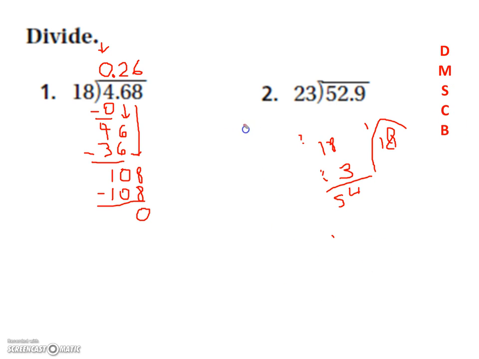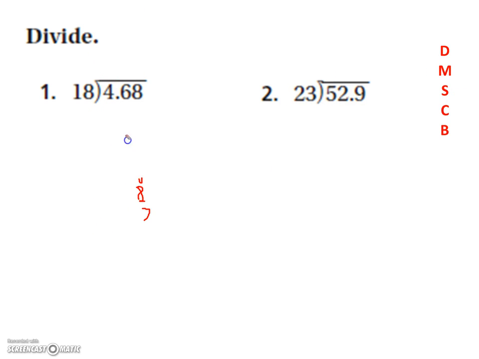All right, so now we're going to do number 2. This is 52.9 divided by 23. So 23 goes into, I'm going to erase everything so I have space. 23 goes into 5 0 times.